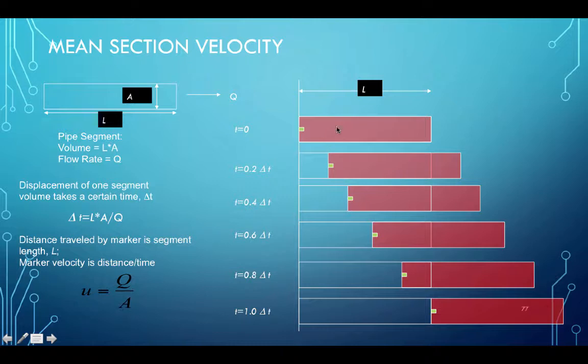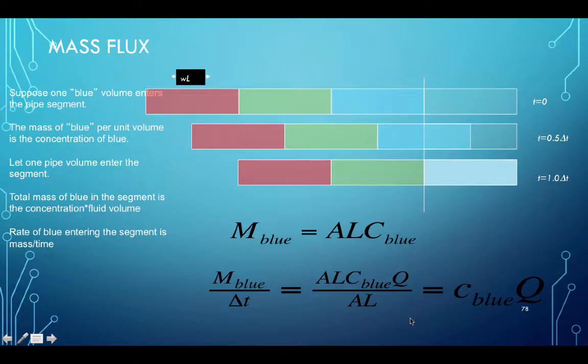Also notice in the diagram, we initially marked all the water in red, and we're displacing it with blue. So over time, the net mass of marked water in the segment changes. In this case, it's being displaced by blue, so the mass is decreasing in that segment.